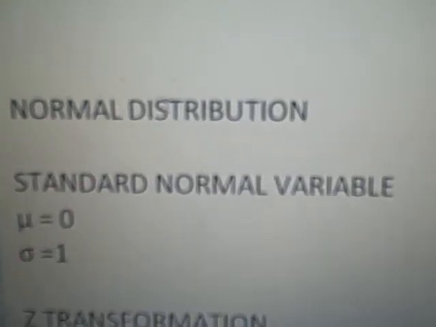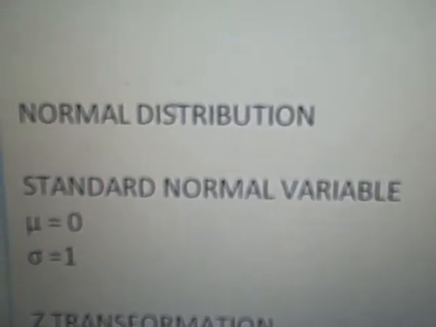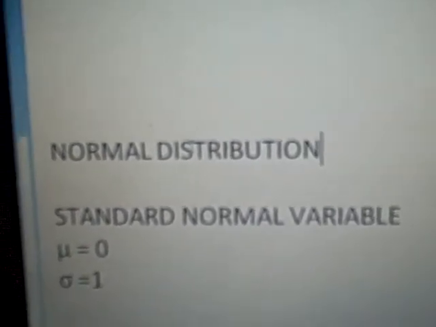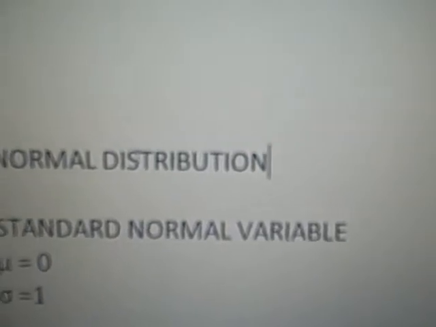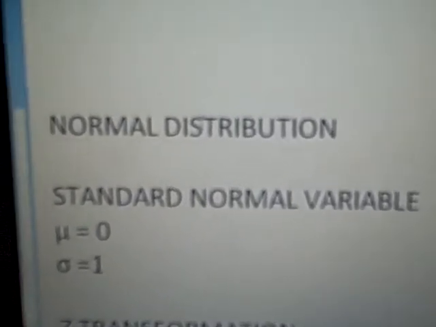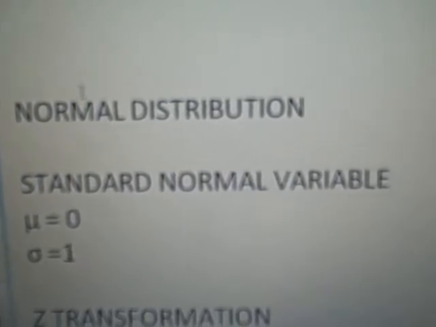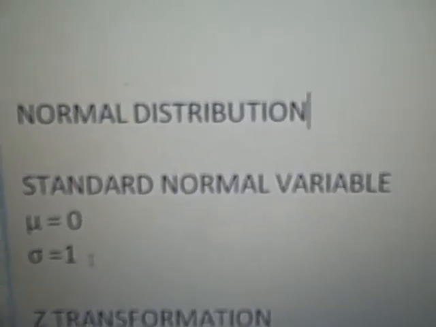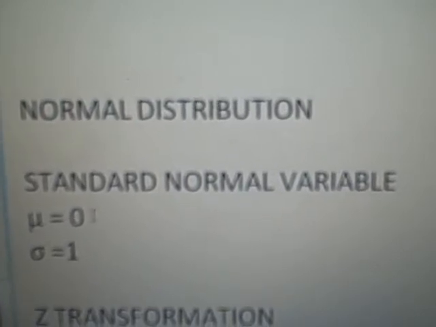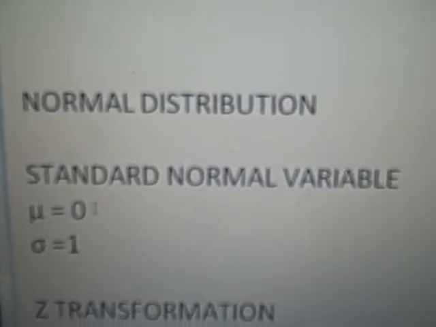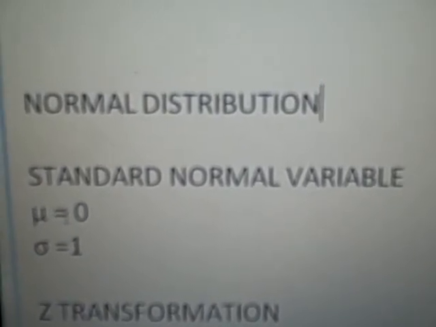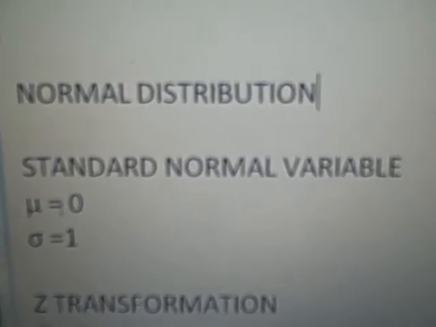This video is going to help explain material on the normal distribution, and it's going to supplement the material that's in the online text. A standard normal variable has a mean, mu, of 0 and a standard deviation of 1. It's a continuous variable. It's a symmetric variable.